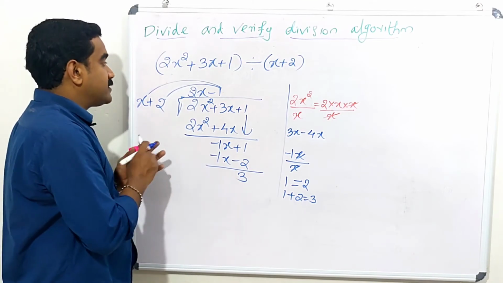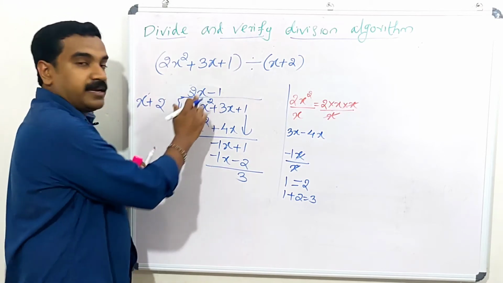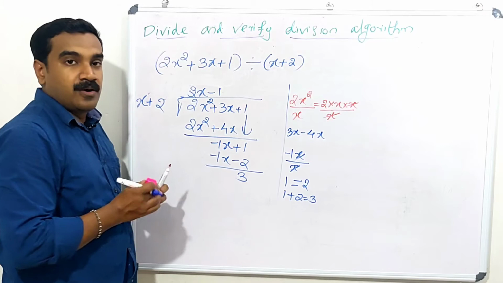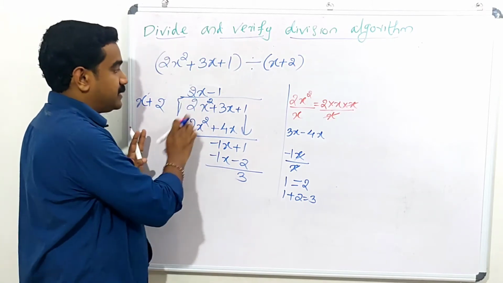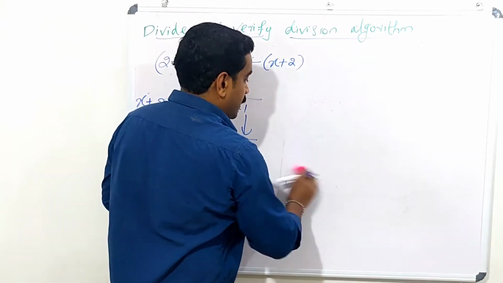Okay, so our division process is over. So what is the quotient? The quotient is 2x minus 1, and what is the remainder? Remainder is 3. Hope it's clear. Okay, next, so the first part is finished. Division is finished. Next we want to verify the division algorithm.